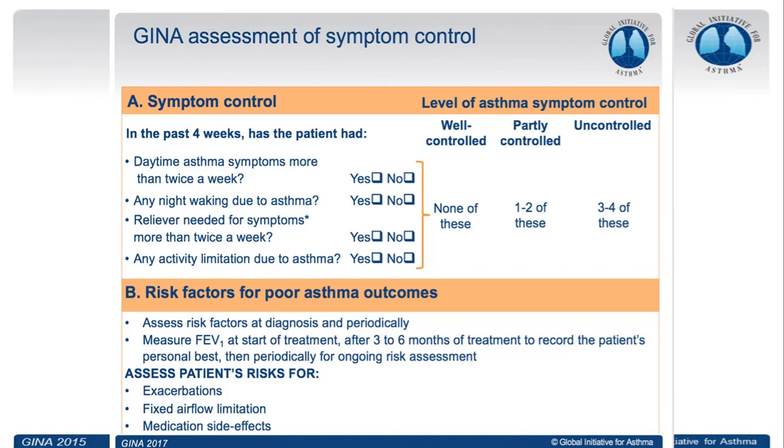How to assess whether the patient is controlled or not. There are 4 very important questions. Daytime asthma symptoms more than twice a week. Any night awakening due to asthma. Reliever need for symptoms, how many times is he using the reliever, more than twice a week. Any activity limitation due to asthma. If none of these symptoms, the patient is well controlled. 1 to 2 of these symptoms, partially controlled. 3 to 4 of these, this patient is not controlled.